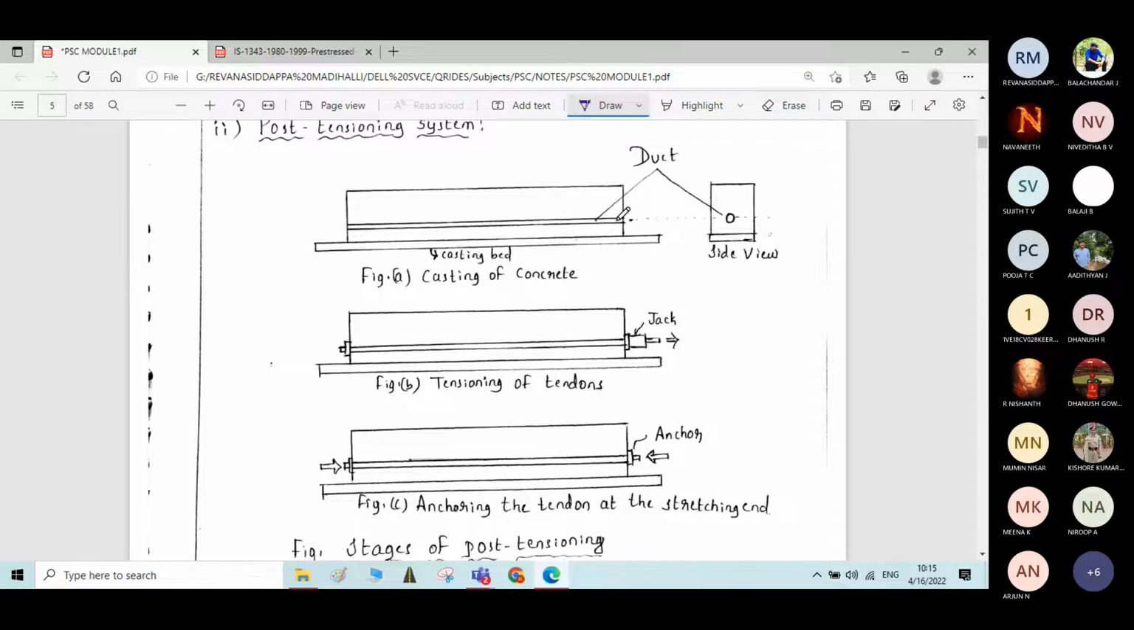Here what happens is, concrete will be casted by placing the ducts throughout the length of the element. Okay, duct means a hollow opening throughout the length. It is a hollow pipe kind of a thing. Okay, it will be placed initially, then concrete will be poured and concrete will be allowed to harden, so as to get the sufficient compressive strength. After that, the tendons will be placed. Tendons or the cables will be placed inside this duct, okay.